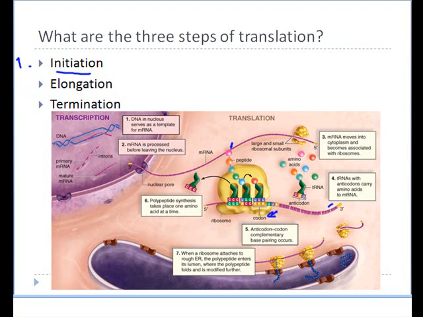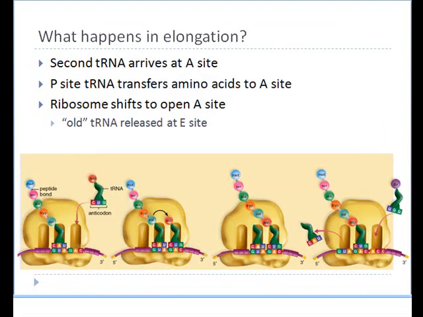Now the second step is elongation. In the elongation process, the protein chain is increasing its length by one amino acid at a time, because the first amino acid has attached. The mRNA glides over, and when it glides over, the second amino acid will come from one side.